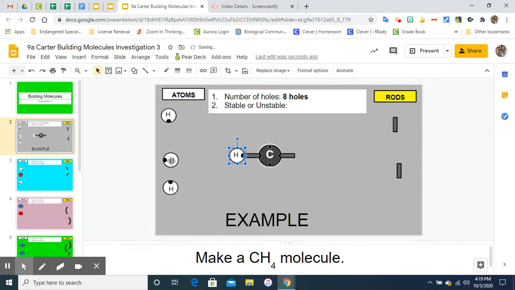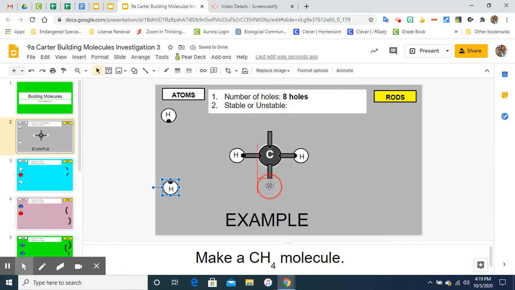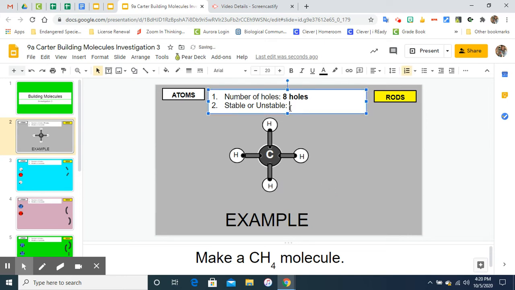Match things up as best as you can. And the last thing is determine whether that molecule is stable or unstable. I notice that every hole is filled, there are no holes left over, and that each rod has an atom on both ends. Therefore, this molecule is stable.